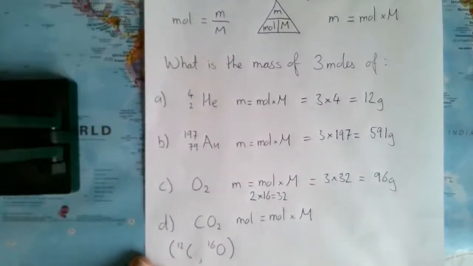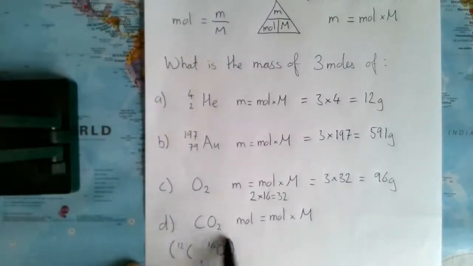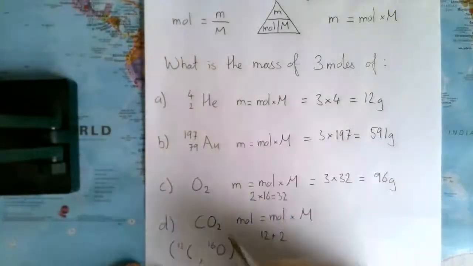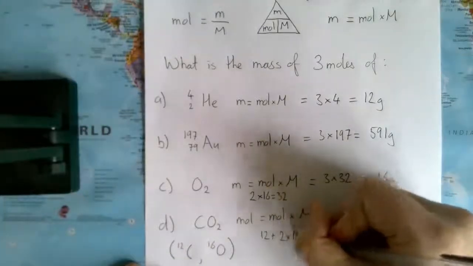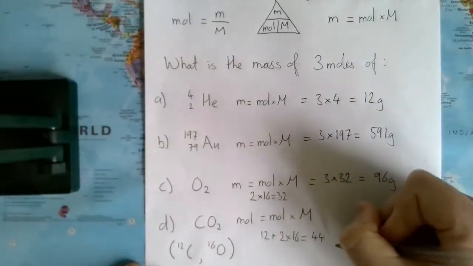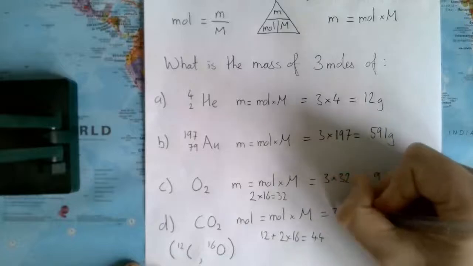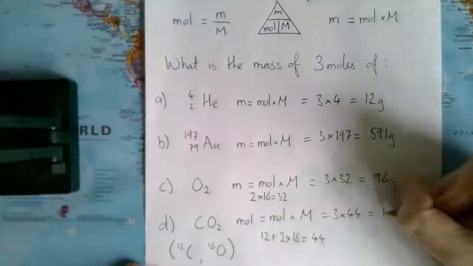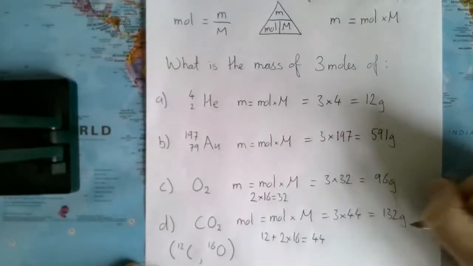Here's another one, again if you want to pause and try, it's the same question but just trying out a slightly more complicated thing. 1 carbon is 12, oxygen 16 but there's 2 of them, so that equals 44. So we're going to do 3 times 44, and that's 132 grams.